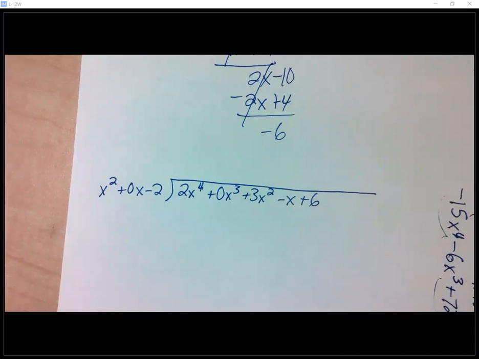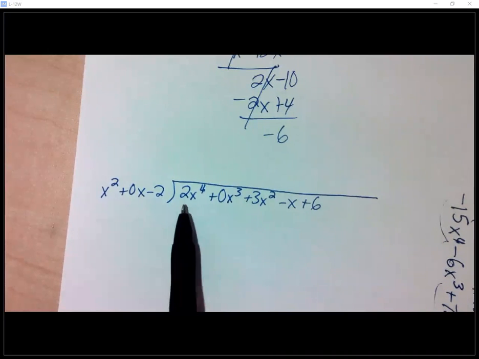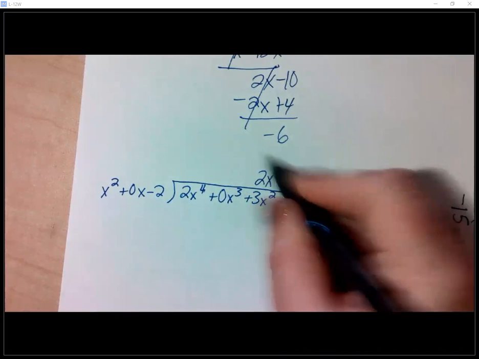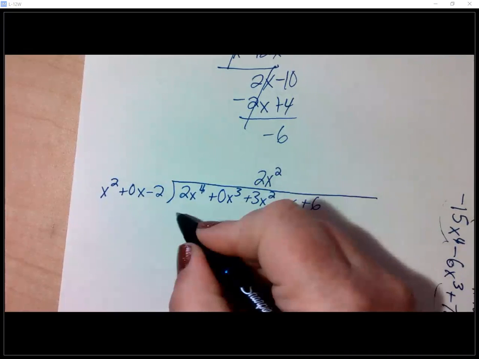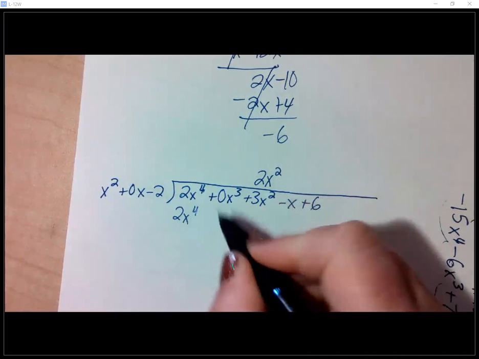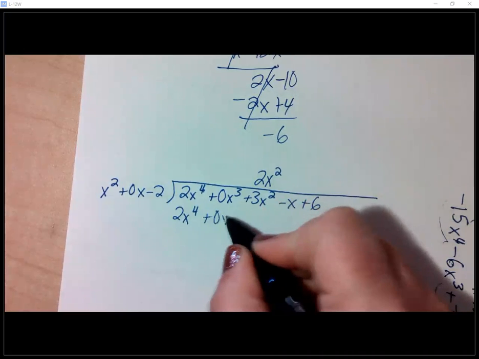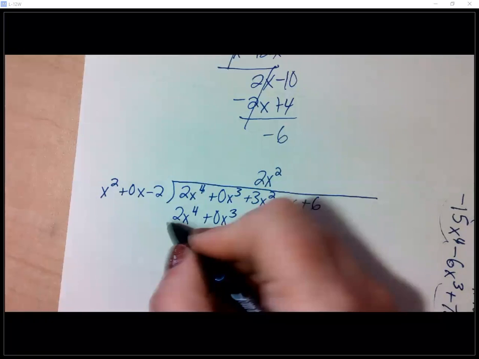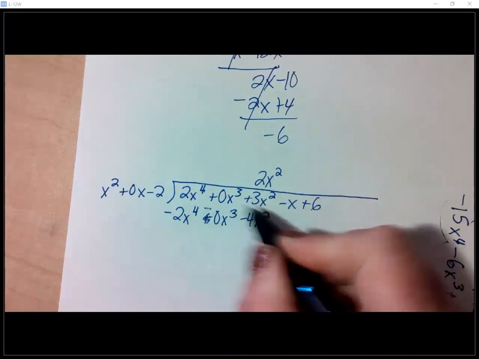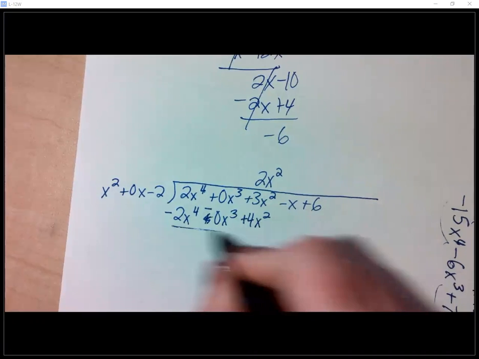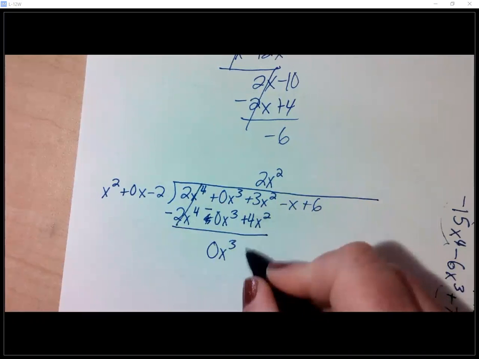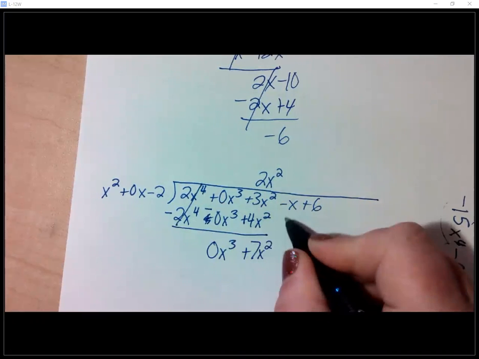What do you multiply x squared by to get 2x to the 4th? 2x squared. So I put it in the x squared column. Multiply it through. I'm going to have 2x to the 4th plus 0x to the 3rd minus 4x squared. Subtract the whole line. Minus, minus. You're already a minus, so you become a plus. That one cancels. I have 0x to the 3rd plus 7x squared. Bring down my next term, minus x.